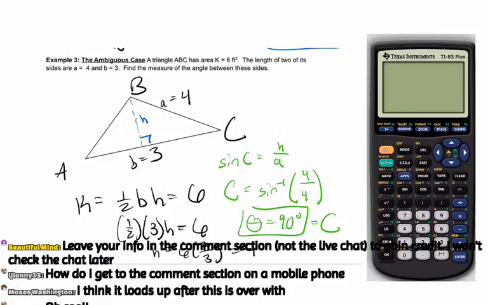So a triangle has this area. Find the length of the two sides, or find the measure of the angle. So the measure of the angle is 90.